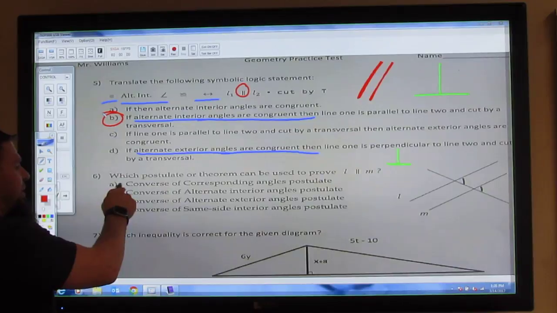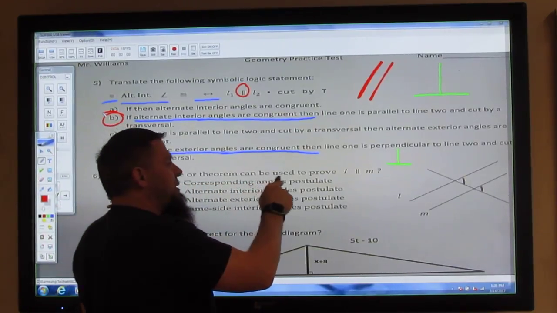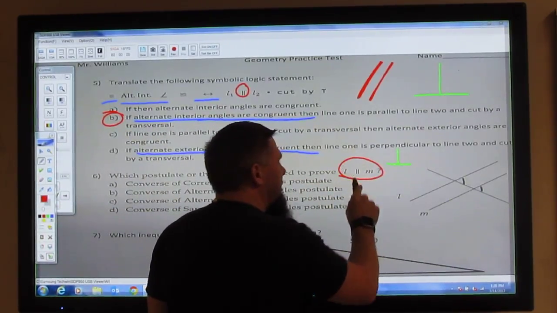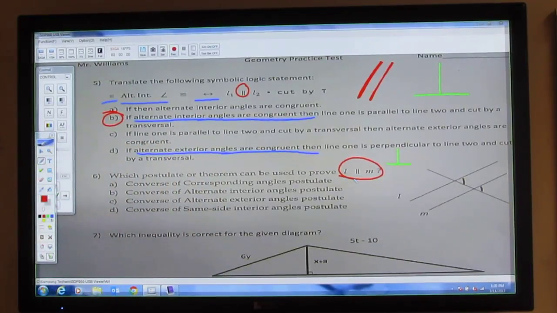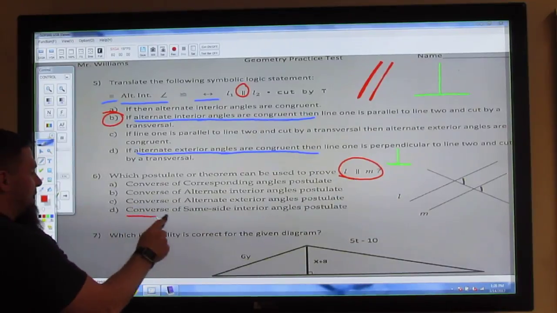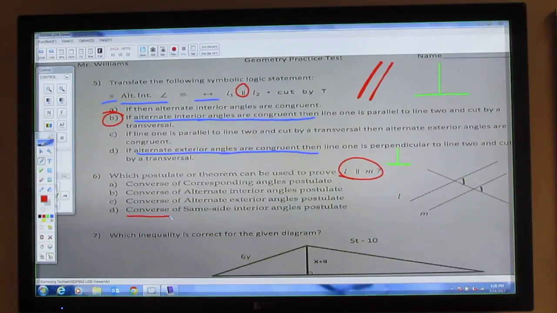What they want you to know is which postulate or theorem can be used to prove that these lines are parallel. And they want you to use the converse. Obviously, all of them are in converse, right? So they're saying, hey, our corresponding angles, are they congruent with parallel lines?